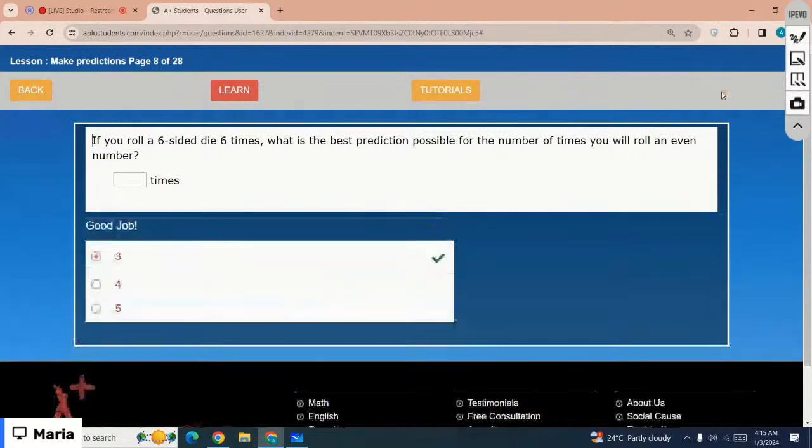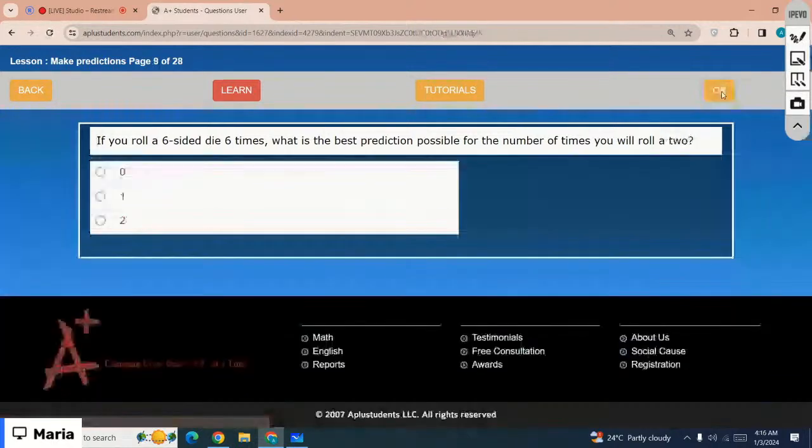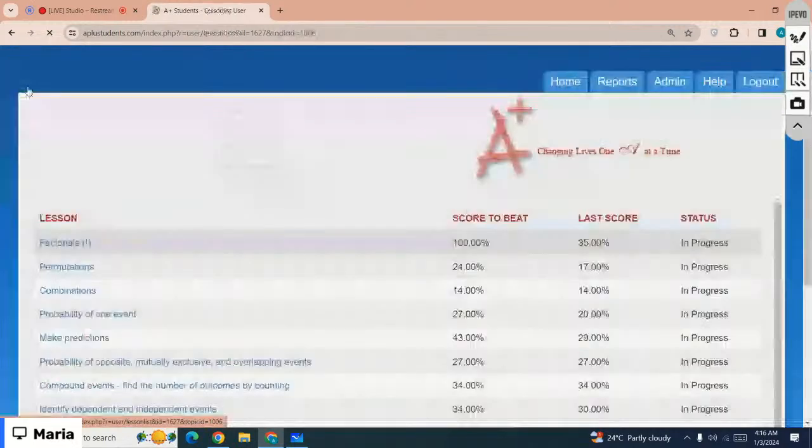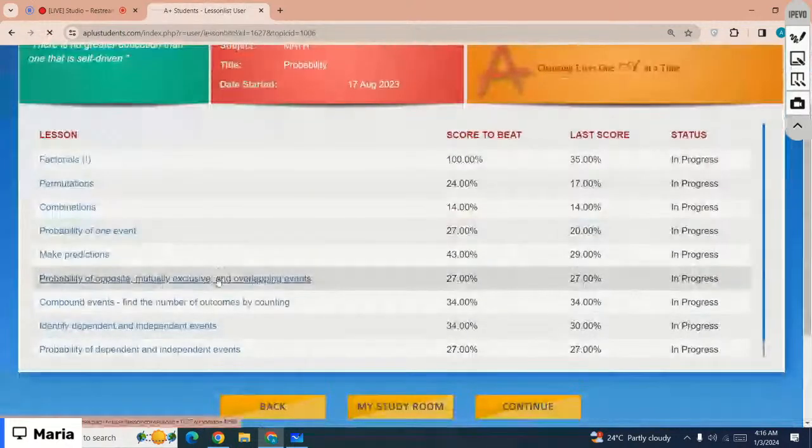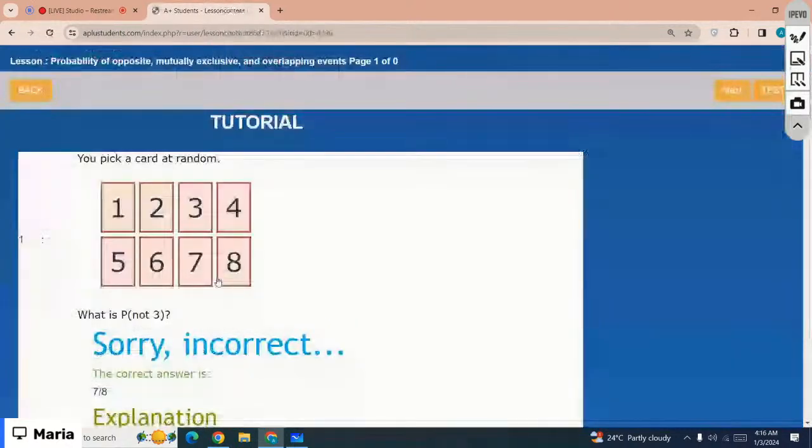Okay, you can complete the lesson by yourself later today. Let me just move on to the next lesson, and the next lesson is probability of opposite, mutually exclusive and overlapping events, right? So let's just start with the practice question.